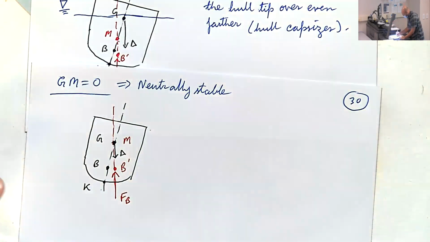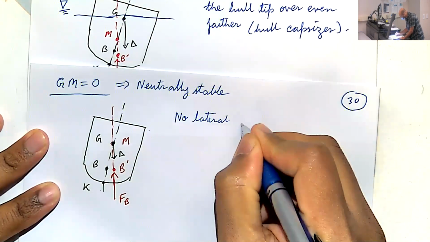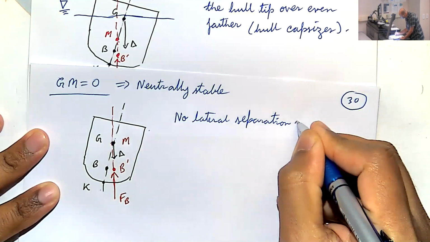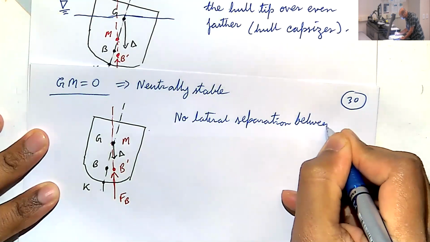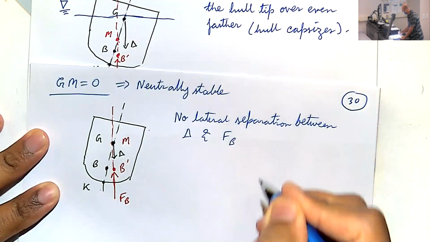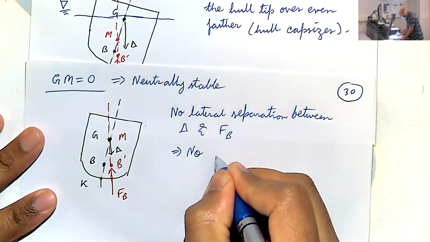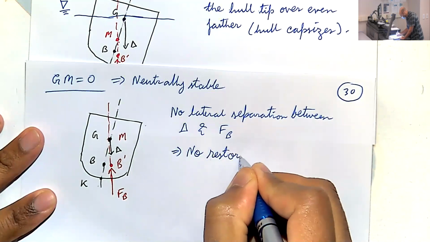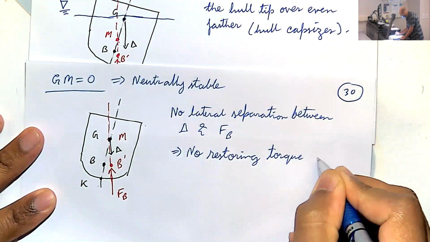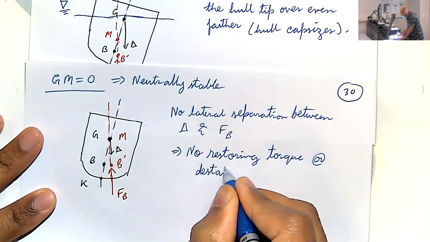So no lateral separation. And this means we have no restoring torque, or destabilizing torque.